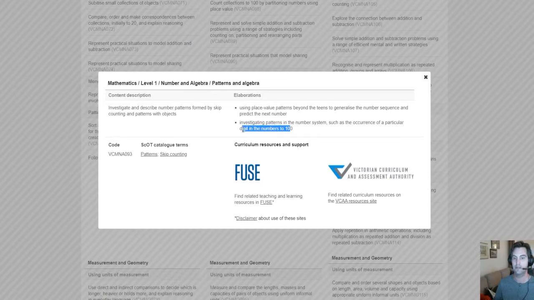Investigating patterns in the number system, such as the occurrence of a particular digit in the numbers to 100. So those hundreds charts that hopefully you still have at home, they're awesome for this. Do count by 2s and color them in red. Count by 5s, color those boxes in blue. Count by 10s, color those boxes in red, and then notice what patterns come from that. Excuse me.